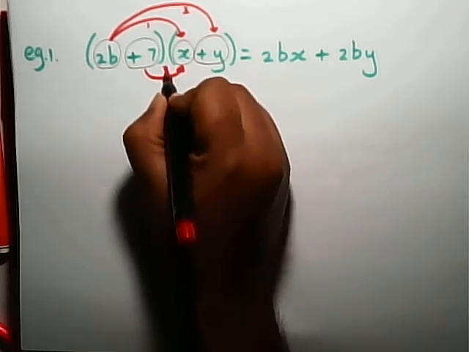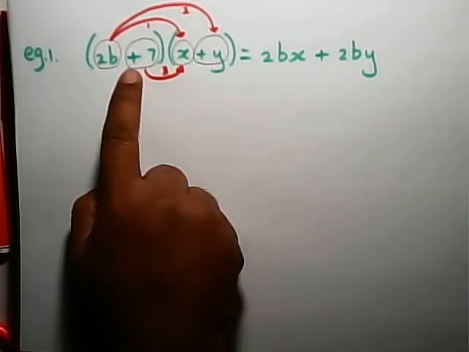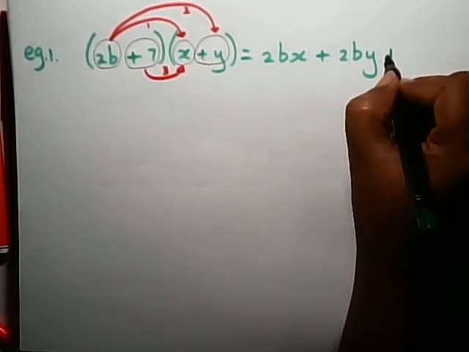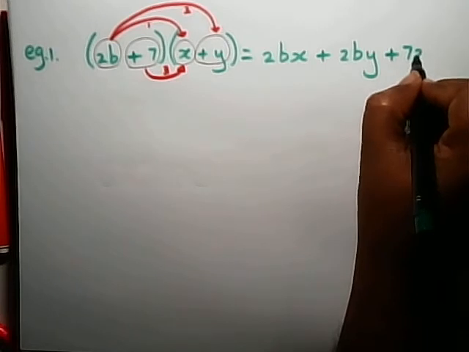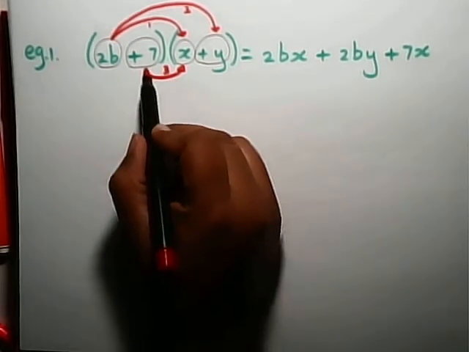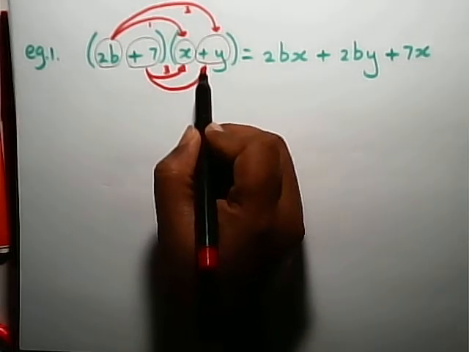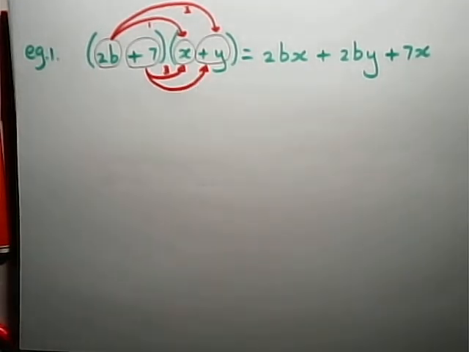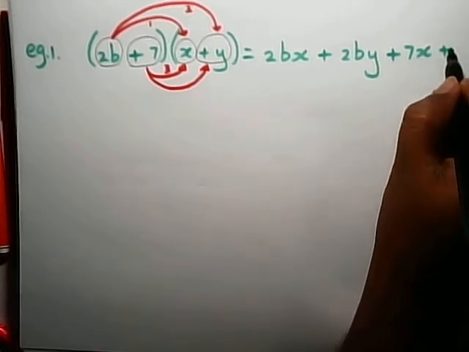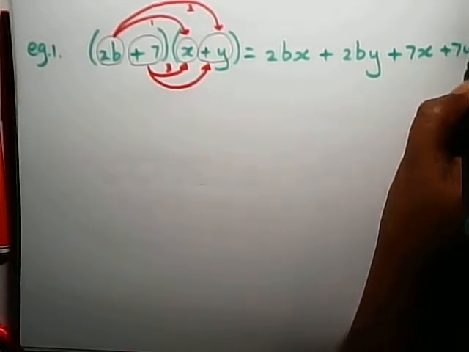This is step 3. You take 7, a positive 7, and multiply it to x. You get plus 7x. Then you take a positive 7 and multiply it to y, to the positive y, and you'll get a positive 7y.